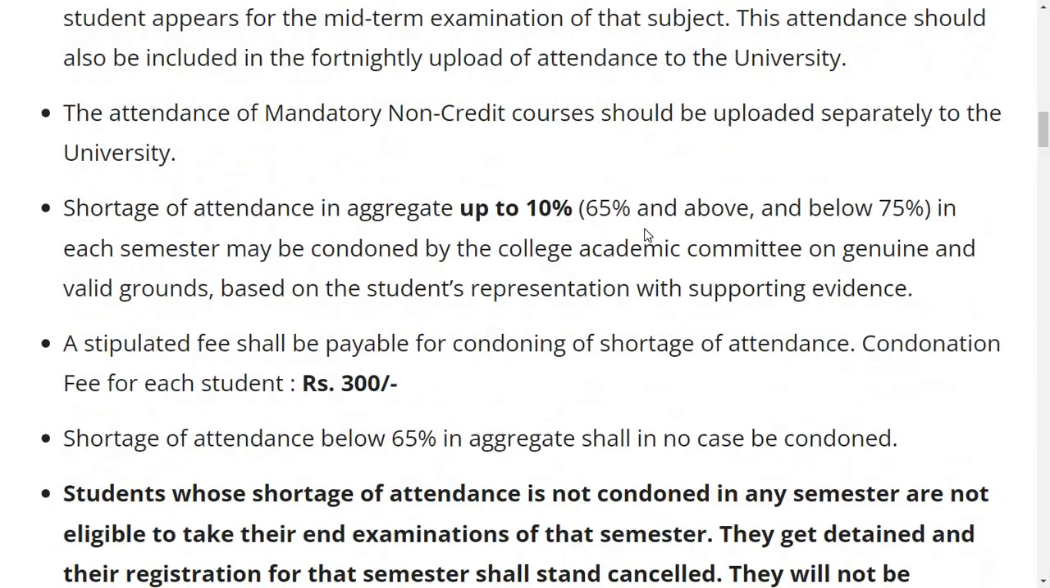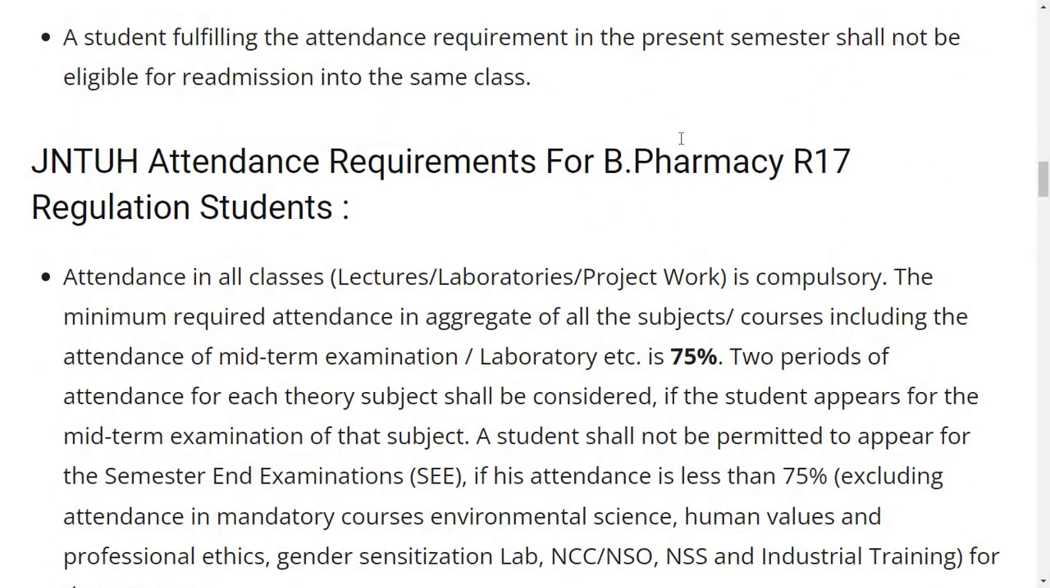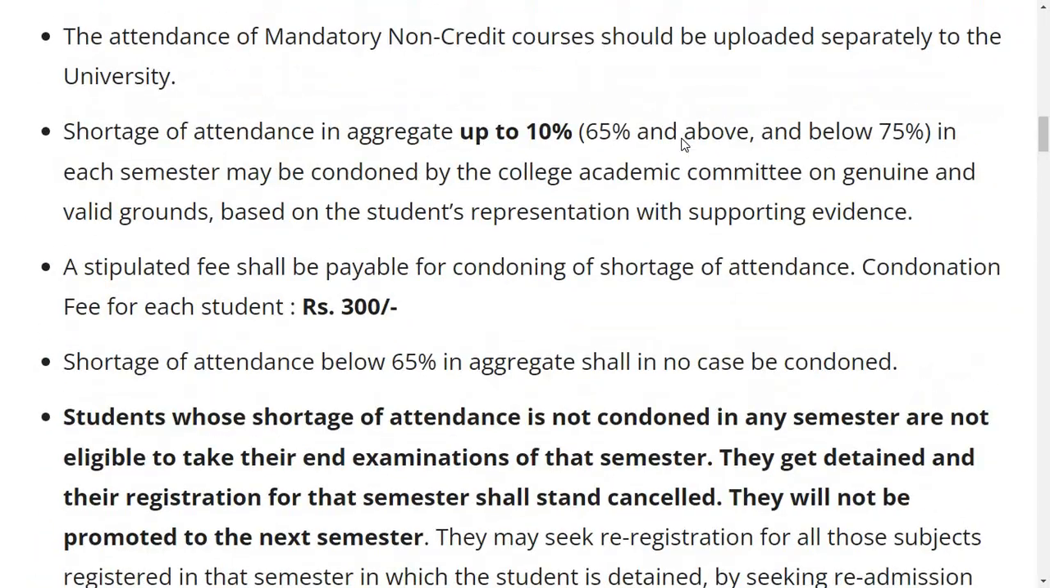So, and 65% is also fine. If you have 65%, you can attend your examination, but you have to make sure that your college is giving you a note that 65% is valid. So make sure to confirm from your college, and you can request them to increase your attendance, because they can increase your attendance.